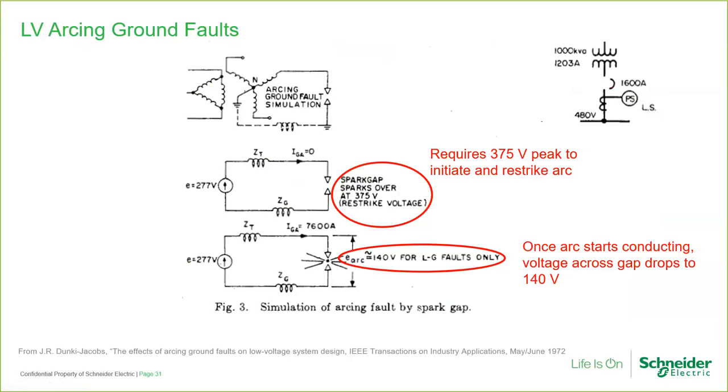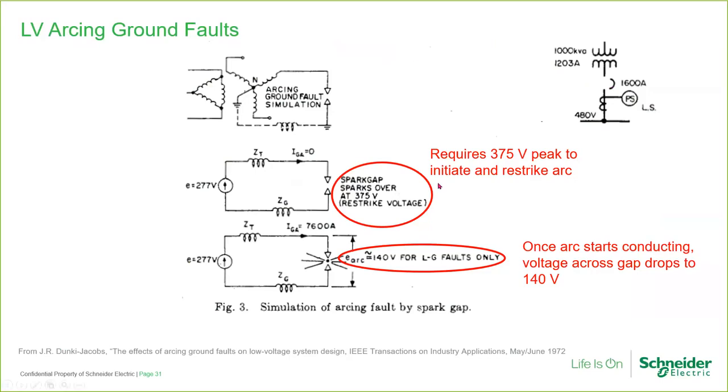In this example, the three-phase bolted fault current is 20,000 amps. The bolted ground fault current is 15,000 amps, and the arcing ground fault current is 7,600 amps. A 480/277 volt system has an RMS phase to ground voltage of 277 volts, obviously, and a peak phase to ground voltage of 390 volts.